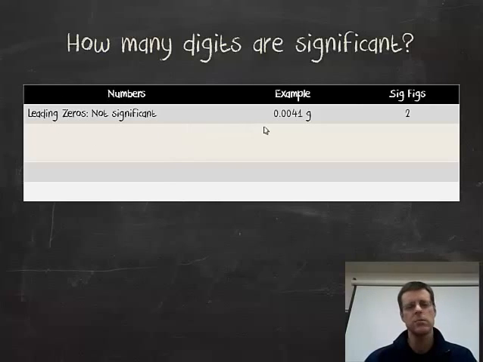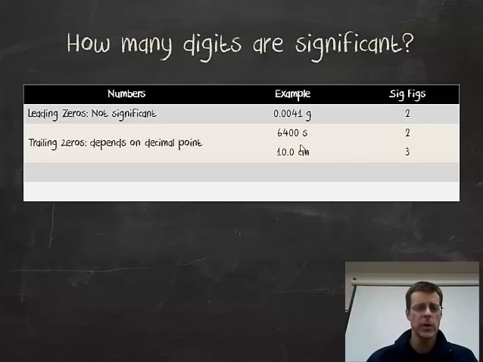Leading zeros, not significant. So in this case here, decimal 0041, only the 4 and 1 are significant. Those leading zeros are not significant. Trailing zeros, well, it kind of depends. In the first case here, I would argue that there's only 2 that you know for sure to be significant. It's possible that the measuring device was able to measure up to 4, but you don't know that for certain. So the only thing you can really know for sure is the 2 significant digits.